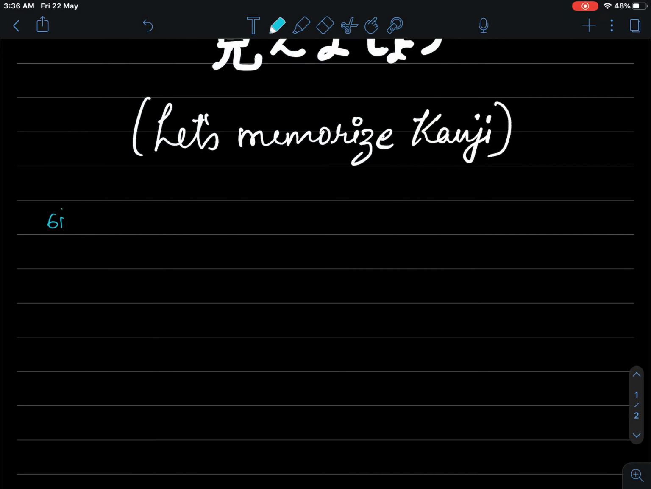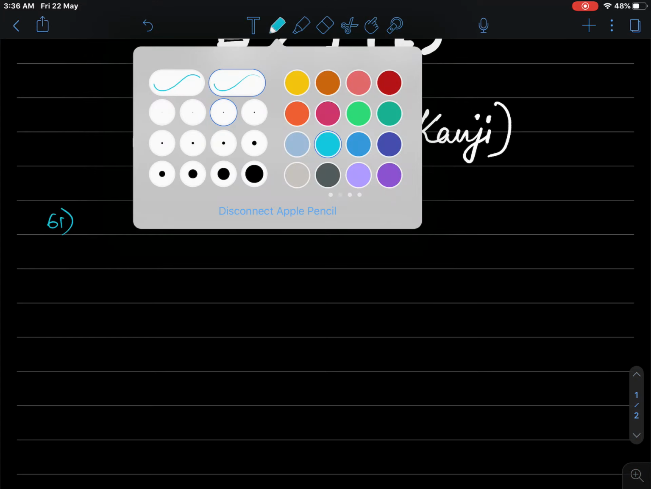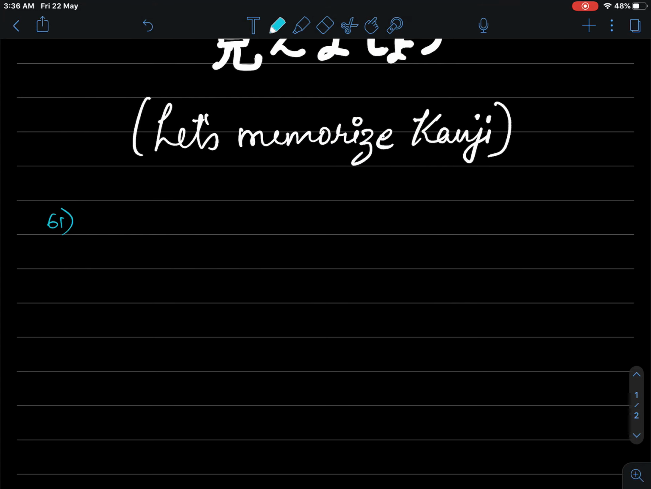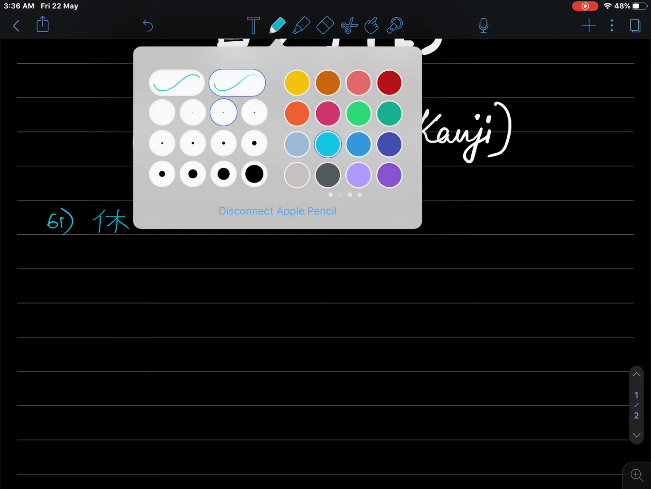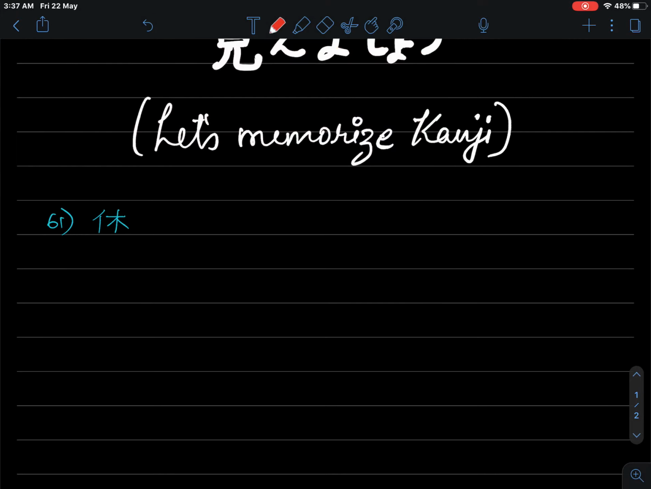So this is number 61. And this is how that kanji appears. Let's quickly have a look at the mnemonic.